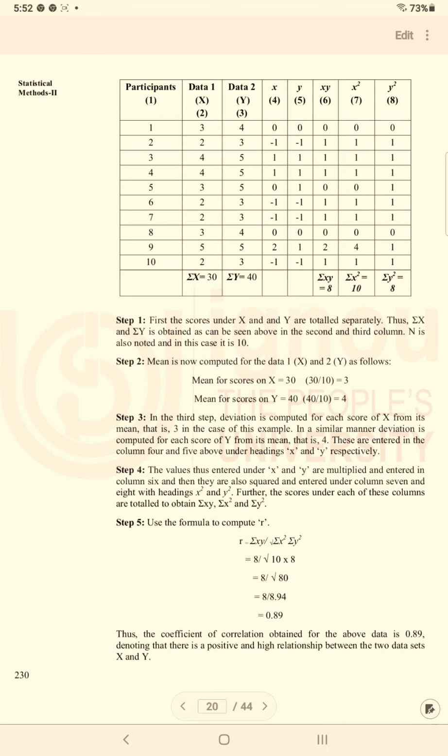Step 5. Use the formula to compute r. r equals sigma xy divided by square root of sigma x2 times sigma y2, equals 8 divided by square root of 10 times 8, equals 8 divided by square root of 80, equals 8 divided by 8.94, equals 0.89. Thus, the coefficient of correlation obtained for the above data is 0.89, denoting that there is a positive and high relationship between the two data sets x and y.